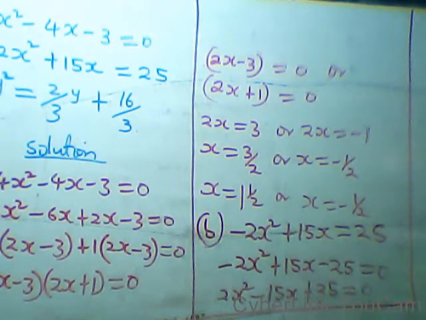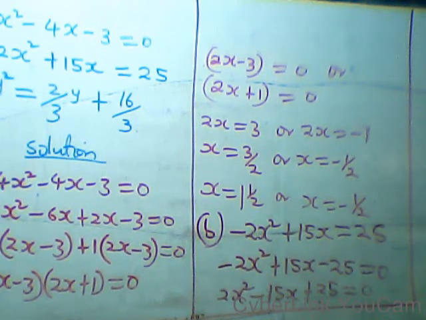So I can now think of two factors which, when I add together, I'm going to get minus 15, and when I multiply together, I'm going to get plus 50. You can remember that without even stressing yourself, it is 10 and 5, that is minus 10 and minus 5. Minus 10 minus 5 will give you minus 15. Minus 10 times minus 5 will give you plus 50.